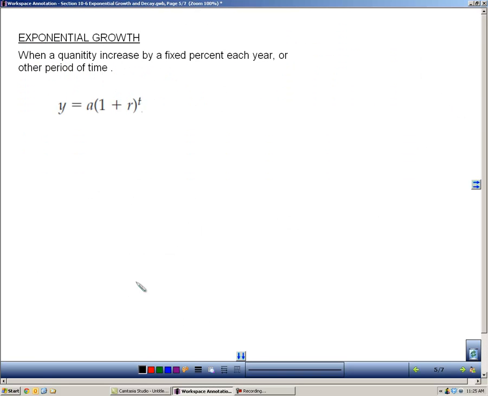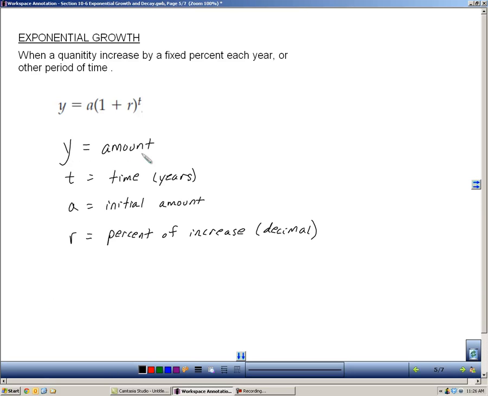Now just like there's a formula for exponential decay, there's also a formula for exponential growth. That's when a quantity increases by a fixed percent each year or some other period of time. The values mean the same thing. The y is the amount of the growth, the t is the time, and it's in years unless otherwise stated. The a is the initial amount, where it starts, and the r is the percent of increase. This is also known as the rate of growth. So this is the formula and the values that we're going to use to find how things grow.